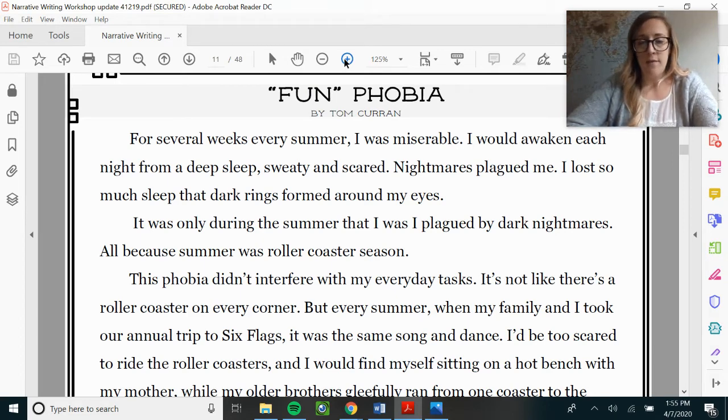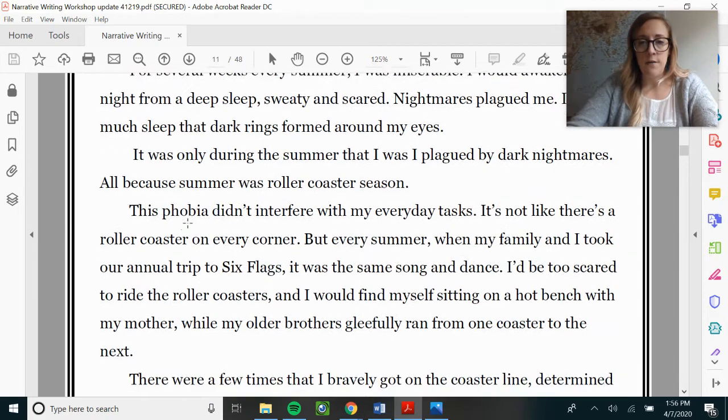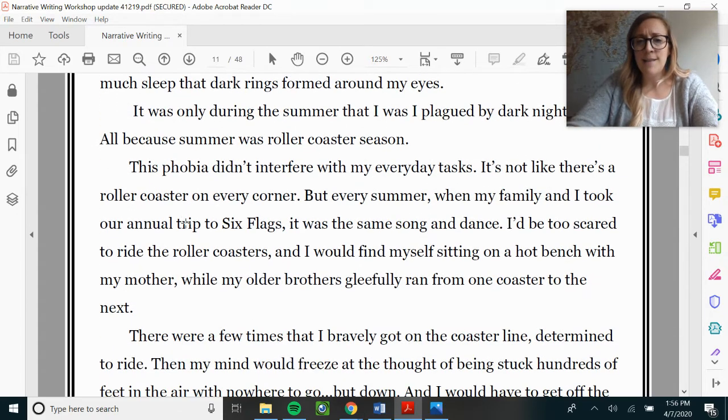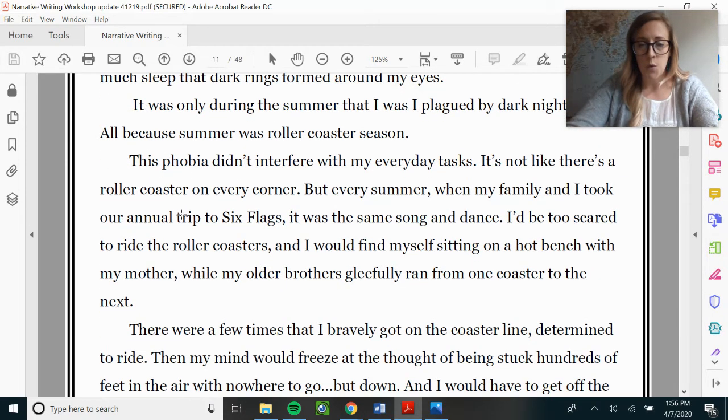For several weeks every summer, I was miserable. I would awaken each night from a deep sleep, sweaty and scared. Nightmares plagued me. I lost so much sleep that dark rings formed around my eyes. It was only during the summer that I was plagued by dark nightmares, all because summer was roller coaster season. This phobia didn't interfere with my everyday tasks. It's not like there's a roller coaster on every corner.